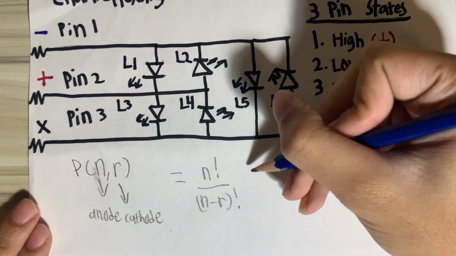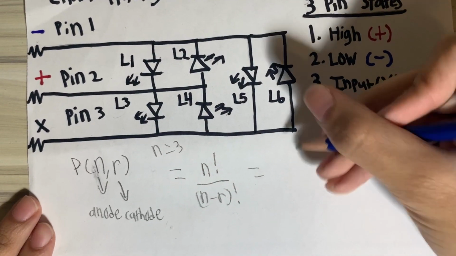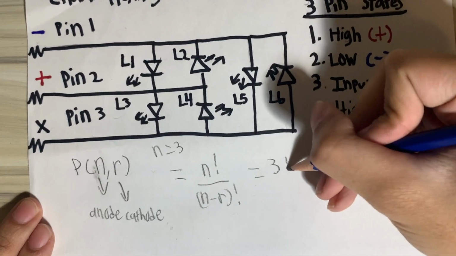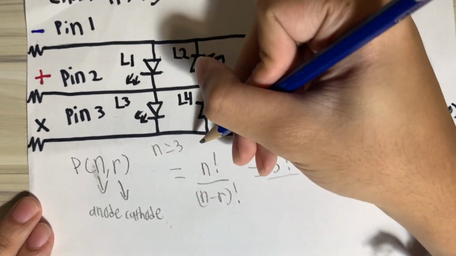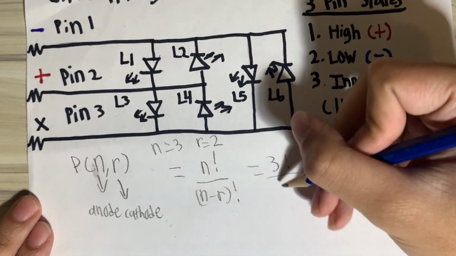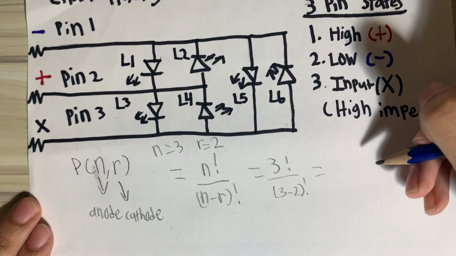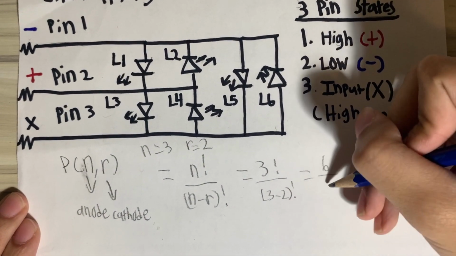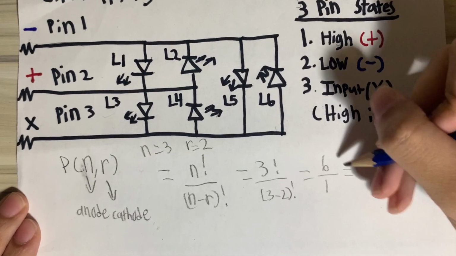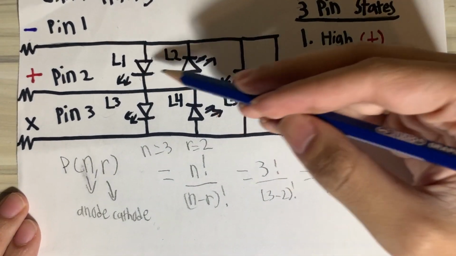So in this case, we have N, which equals the number of pins, which is 3. So we have 3 factorial. And then we have R, which is 2. And then we'll put this into our equation. As we simplify this, we'll get 6 as our numerator, and we'll have 1 as our denominator. This leads to 6, and we can see here that this equation is correct, as there are 6 LEDs in this circuit.